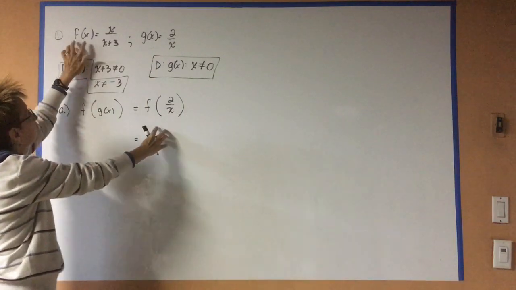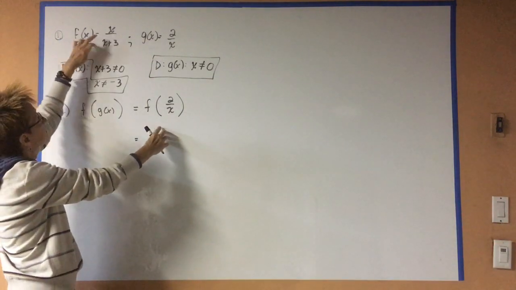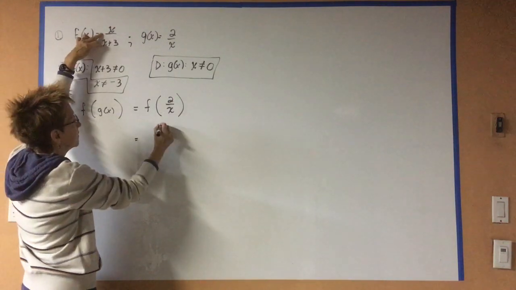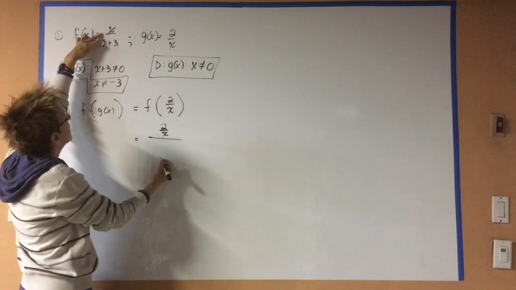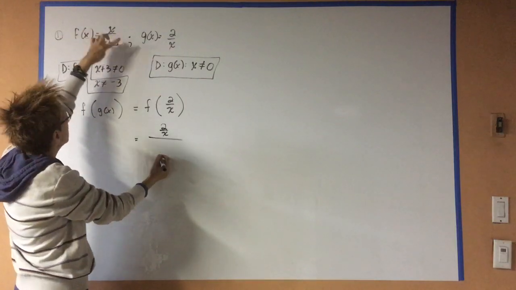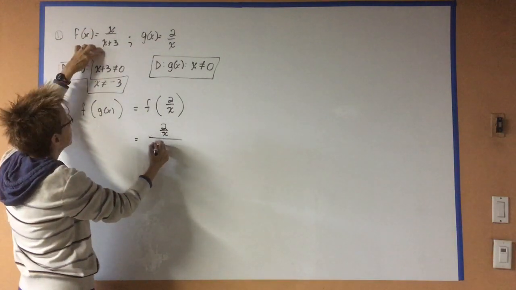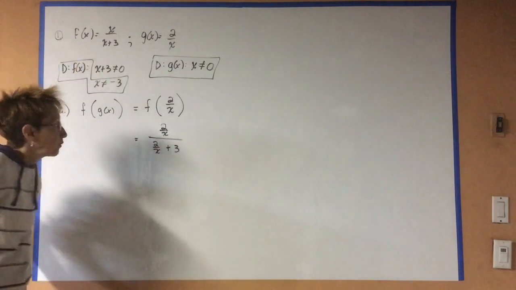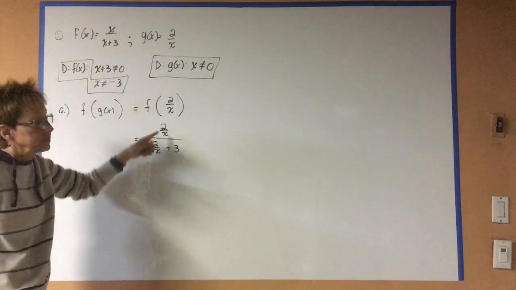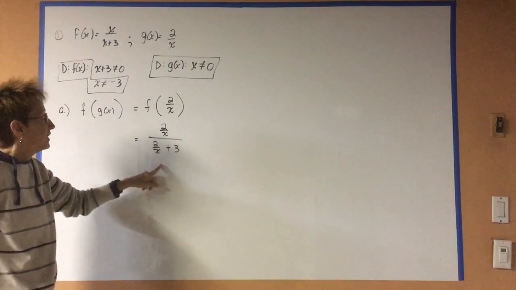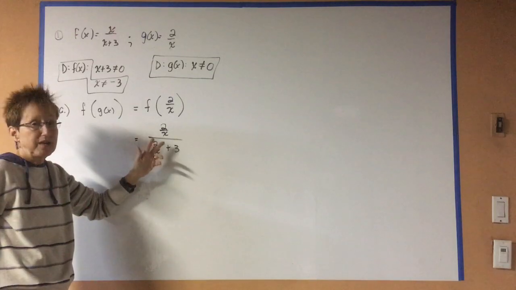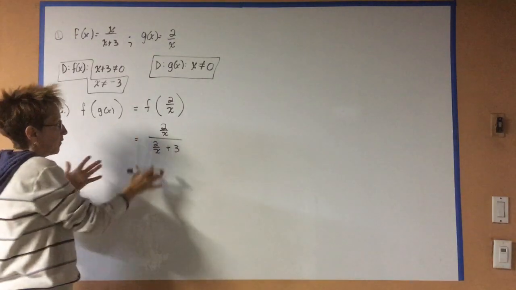So I'm going to take f's function, wherever I see an x here, I'm going to replace it with a 2 over x. So I'm going to write 2 over x for that x, over, and now I'm going to write for this x, 2 over x, and then I have a plus 3. So everywhere I saw an x, I replaced it with a 2 over x. And now, so this is f of g of x, but now I need to simplify that. It's a mess. So how do I simplify this?